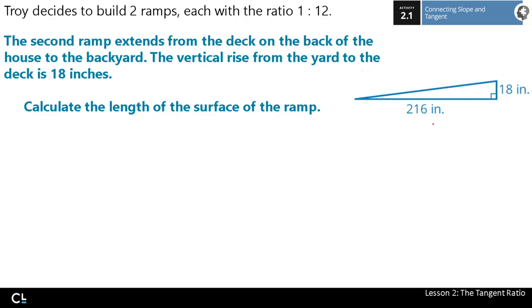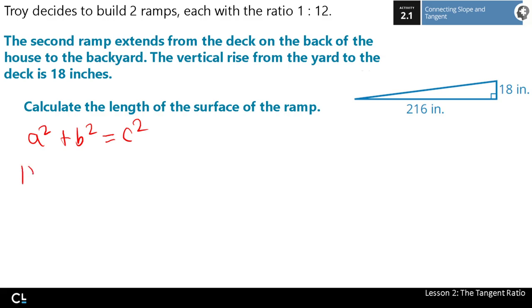Right? Once again, this is a 1 to 12 ratio here. If we weren't given the run and we only knew the rise, we could do 18 times 12. It's going to give me 216. So once again, we just do our Pythagorean theorem. A squared plus b squared equals c squared.